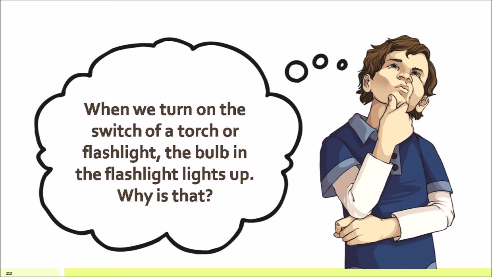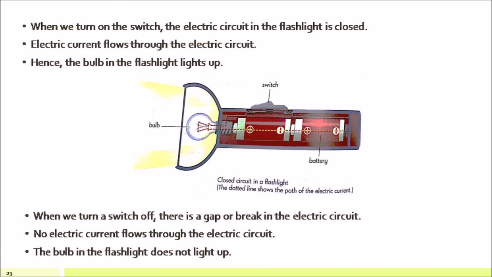Now, based on everything that you've learned in the past slides, think about this. When we turn on the switch of a torch or flashlight, the bulb in the flashlight lights up. Why is that? Now that you've had a moment to think about that, I will tell you why. When we turn on the switch, the electric circuit in the flashlight is closed, allowing for a continuous path of electric current to flow through. Hence, the bulb in the flashlight will light up.